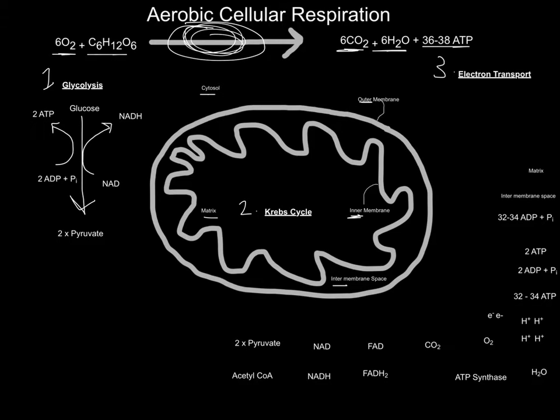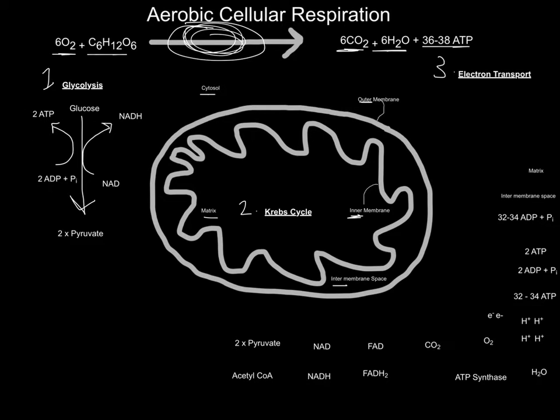In step 2, we have the Krebs cycle. And the Krebs cycle essentially takes pyruvate and breaks that down into carbon dioxide. Now, in VCAA, you will talk about the Krebs cycle doing just that, taking pyruvate and converting it into carbon dioxide. In reality, though, there's a little step that comes before that, and there's a reaction we call the link reaction that combines or links glycolysis to the Krebs cycle. And this is what happens.